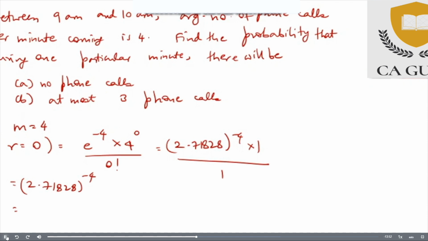This you have to take with the help of a calculator. You should do 1 by 2.71828. You do it 4 times, you divide it, and your answer will be 0.01831. Okay, you do it and see, you will get this answer.